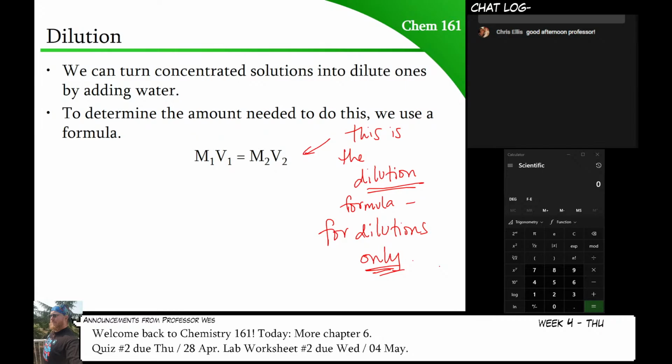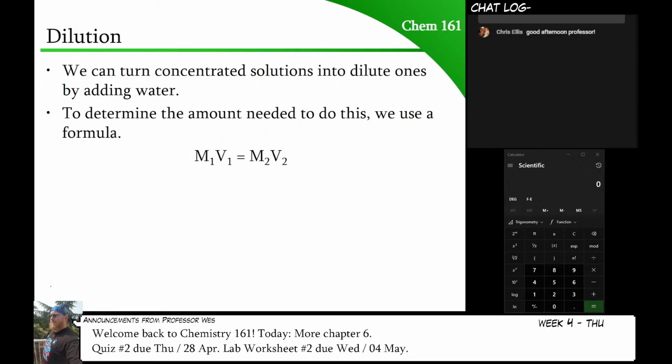If you are doing stoichiometry for, say, a chemical reaction, do not apply M1V1 equals M2V2 to the chemical reaction. Only apply this to dilutions. Just be very mindful of that, because that is a very common pitfall to fall into in chemistry, using this formula when you're not supposed to. So dilutions only.